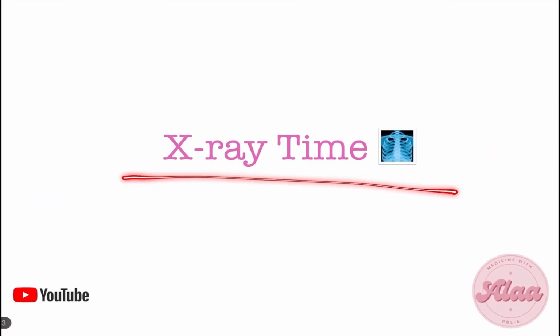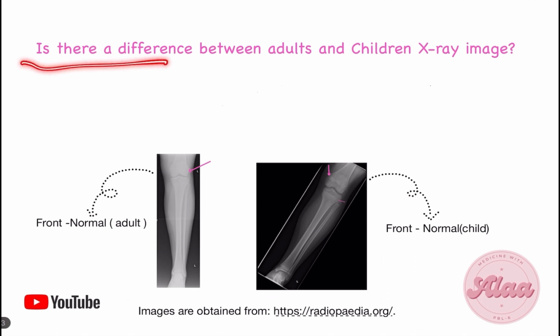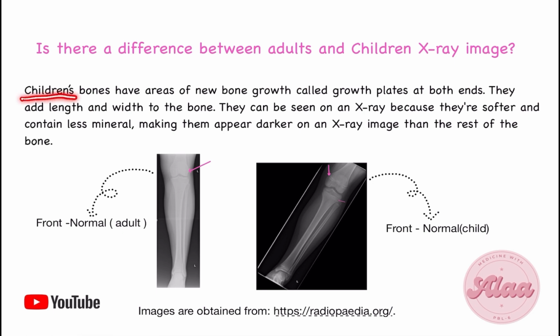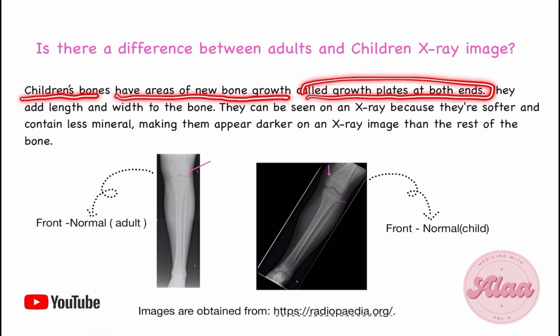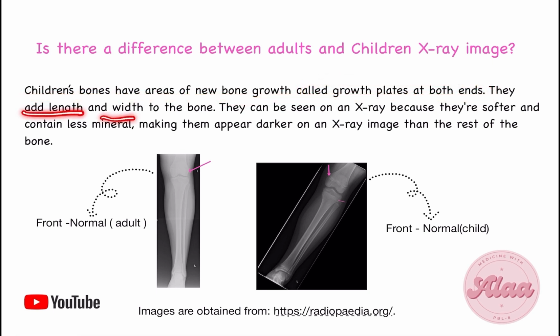Now it is X-ray time. Is there a difference between adults and children X-ray image? Children's bones have areas of new bone growth called growth plates at both ends of their bone. They add length and width to the bone.